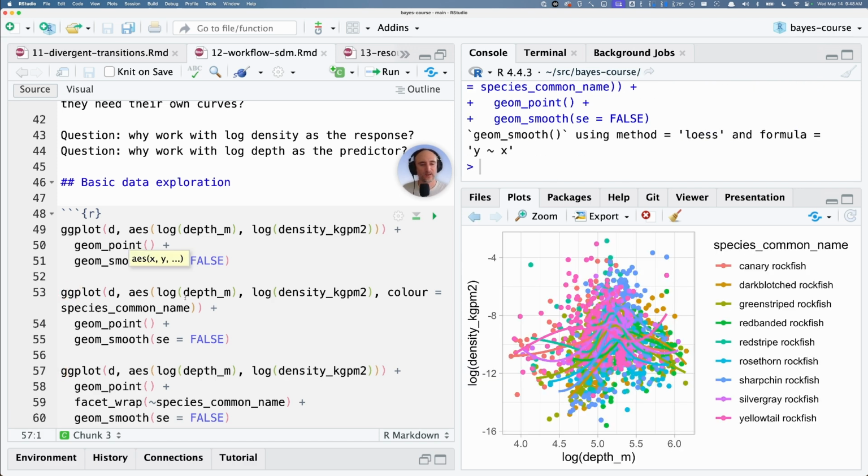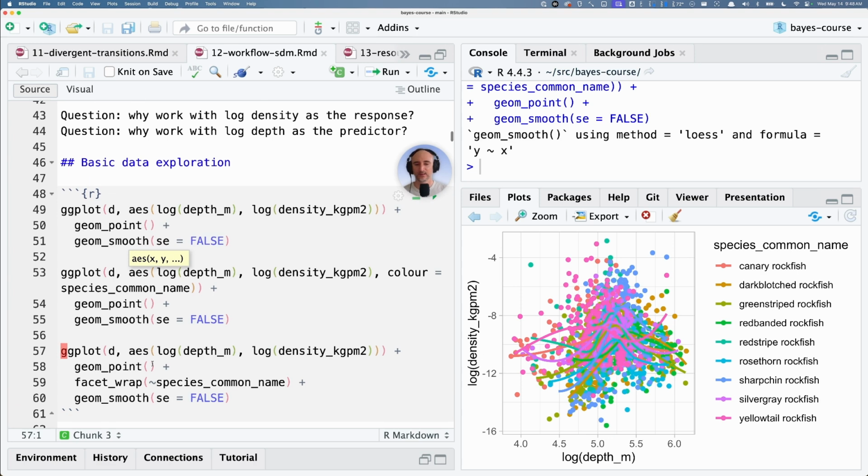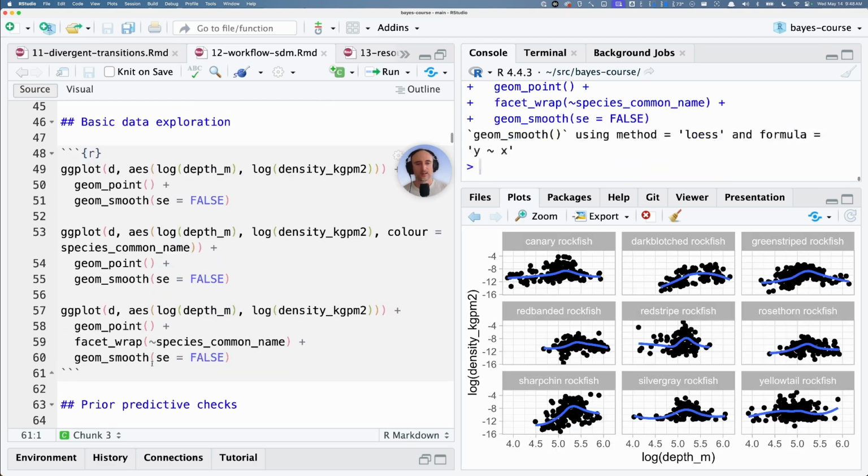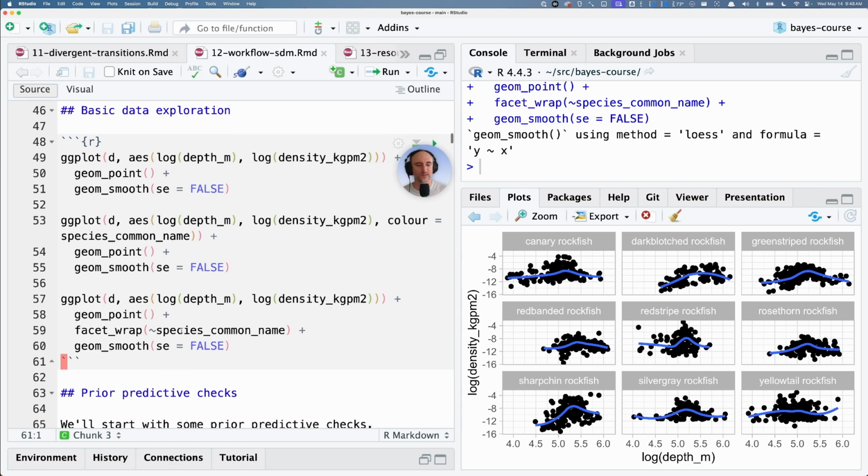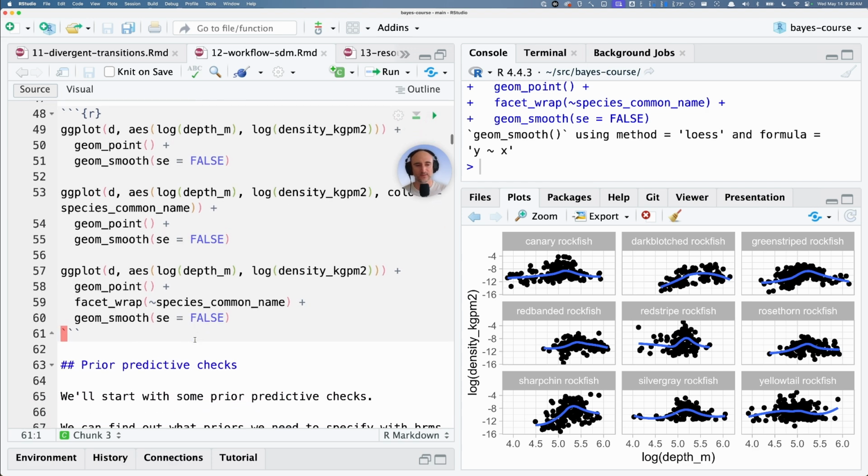Here I'm doing the same thing, but I'm coloring by species. So we can see that there's some overlap, but there are some differences between the species. And then I'm making the same plot here, faceted out by species. So it's a little easier to see what's happening for individual species.